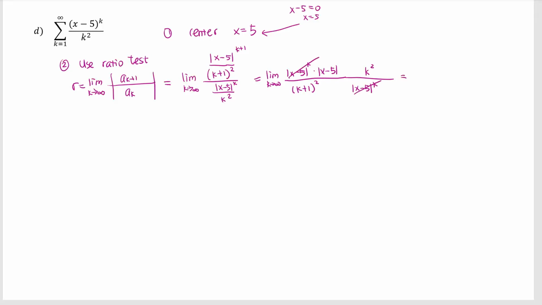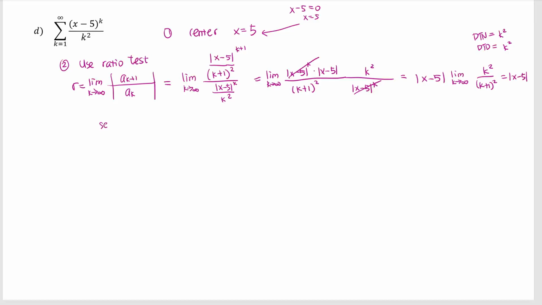Okay, so now you see that the absolute value of x minus 5 is like a constant. We can move it outside of the limit. Then we have k squared over k plus 1 squared. Okay, what's the dominant term of the numerator? There's only one term, k squared. How about the dominant term of the denominator? Also k squared. So when k goes to infinity, they actually cancel. So we just get the absolute value of x minus 5.